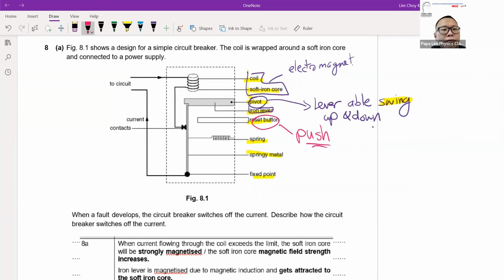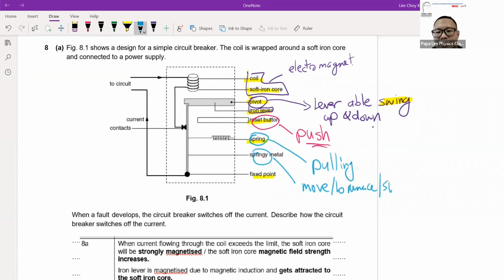Then when there's a mention of spring, it's usually controlling, maybe like pulling back. The purpose is about pulling back something. After that, springy metal. Springy metal is about this piece of metal allowing me to move or bounce in a certain direction, maybe swing left and right, up and down, depending on the motion.